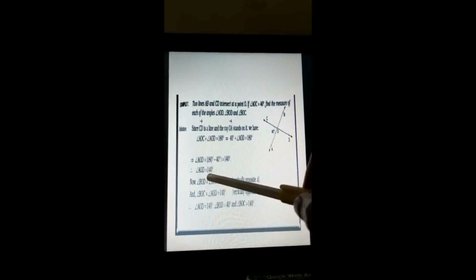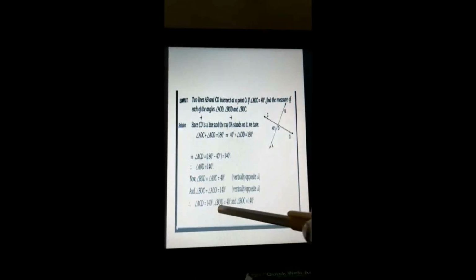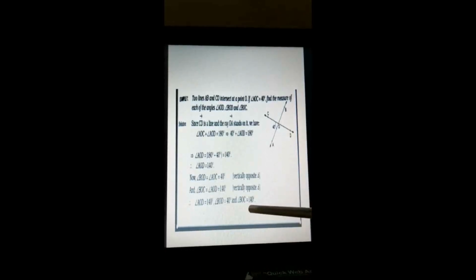Now let us come to angle BOC. What will be the measure of angle BOC? It will be 140 degree because angle AOD is equal to 140 degrees. Because they are vertically opposite angles, they are equal. So angle AOD is equal to 140 degree, angle BOD is equal to 40 degree and angle BOC is equal to 140 degree.